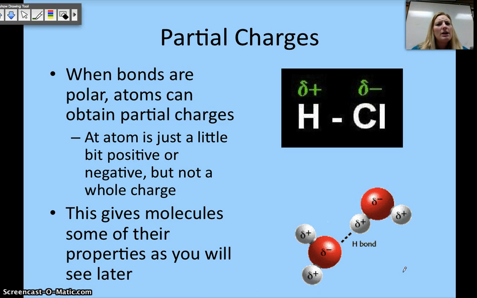Now when you pull an electron a little bit closer to you, you're pulling some negativity with it. That means you become a little bit negative. So when this hydrogen pulls this electron a little bit closer to it, it gains this partial negative charge. This symbol here, kind of like an S that connects, means partial. That means it's not a full charge, it's just a little bit of a charge. So it's a partial negative.